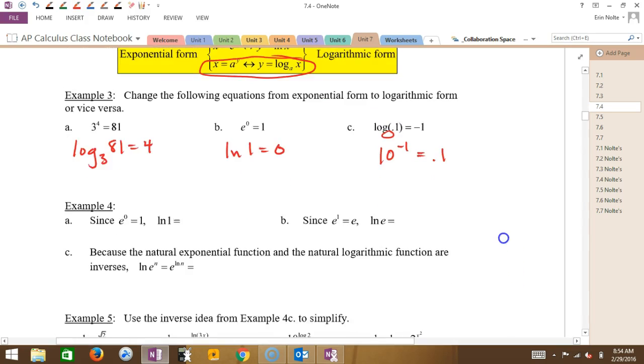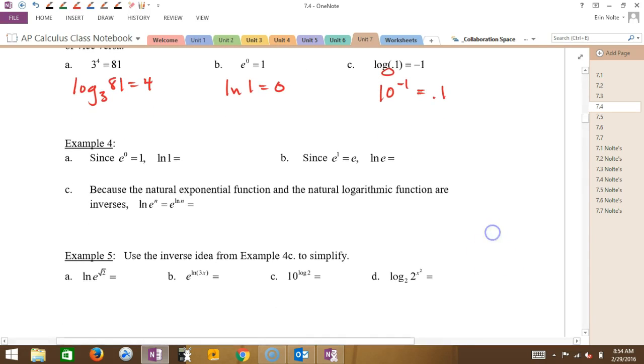Okay. All right, so let's just do a couple little simplifications here. For question A, we have e to the 0 is equal to 1. So what is the natural log of 1 equal to? 0. Good. Okay. For B, if I have e to the 1 equaling e, what is the natural log of e?